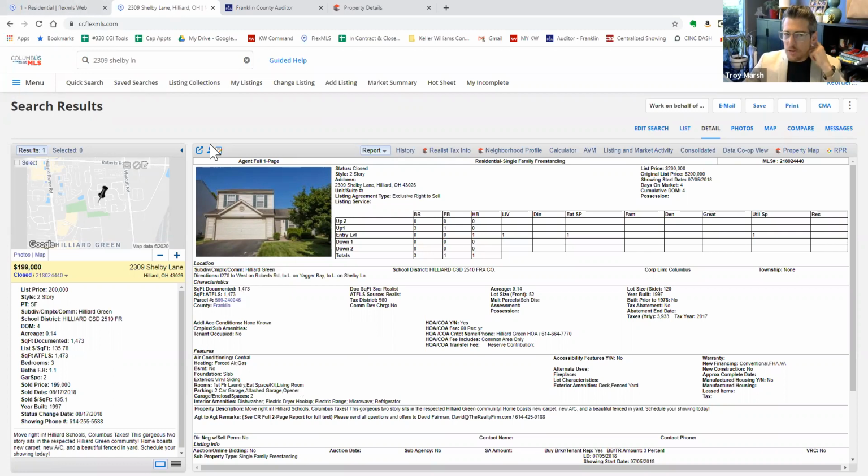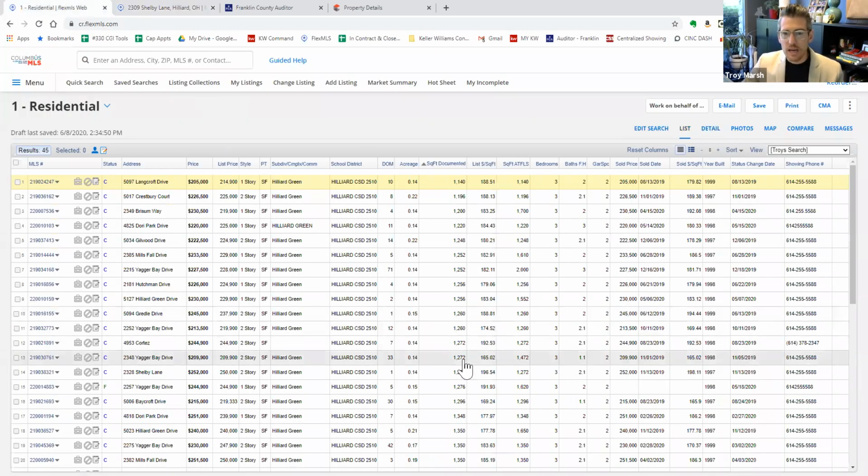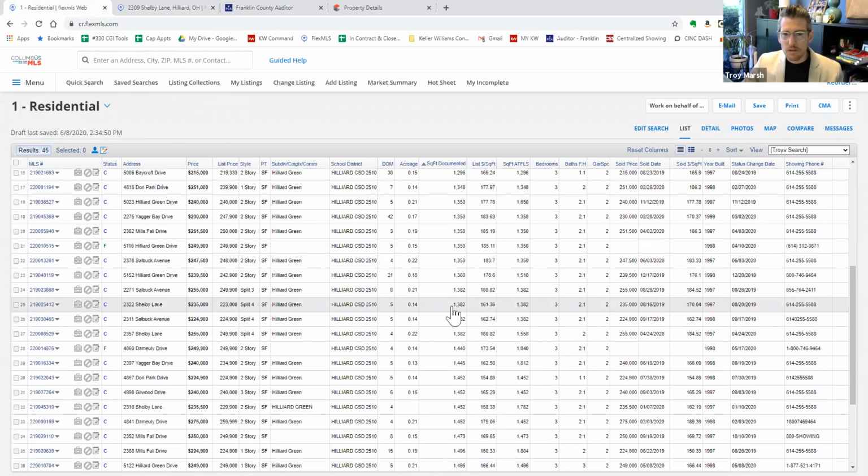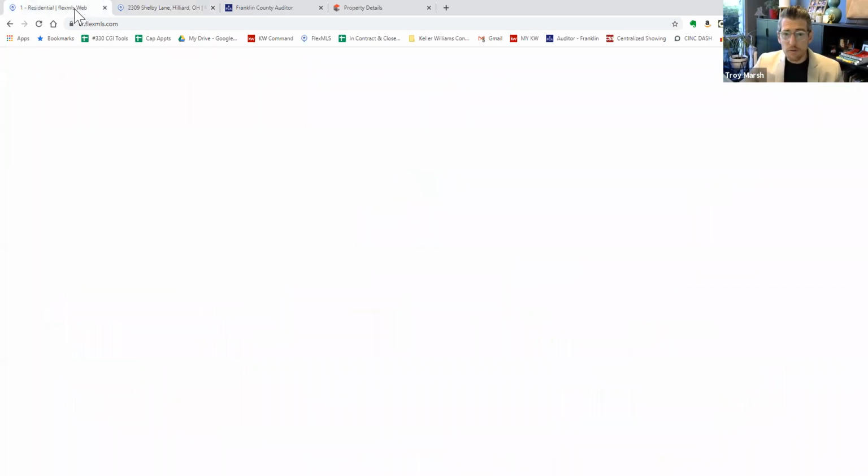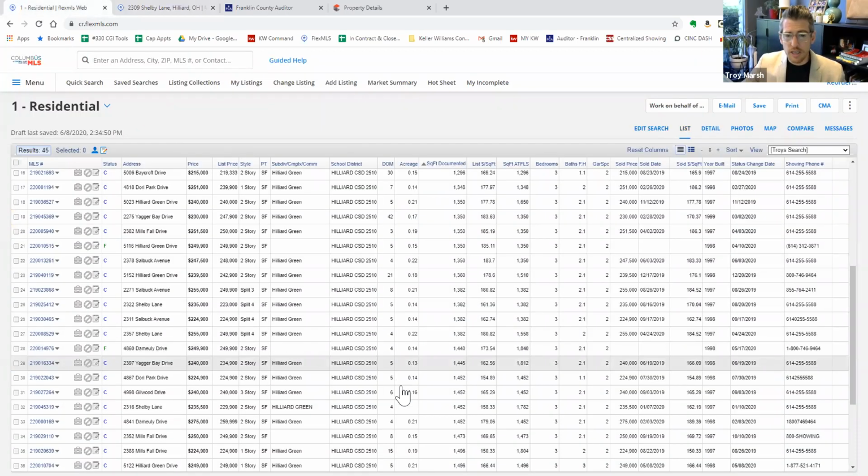So I'm going to look at the ATFLS, and I'm just going to look through here and see. So that one was 1,437 square feet. And the other thing that I'm going to look at is the style, because sometimes this one is a 2-story, but sometimes you're going to get split levels, ranches, and those are going to price differently. So the first thing I'm going to do is look in here at both the style and the square footage.